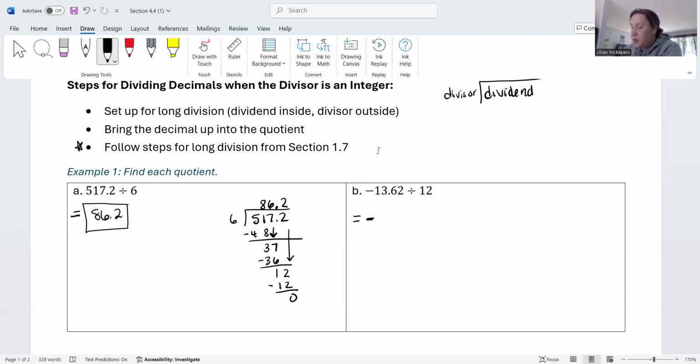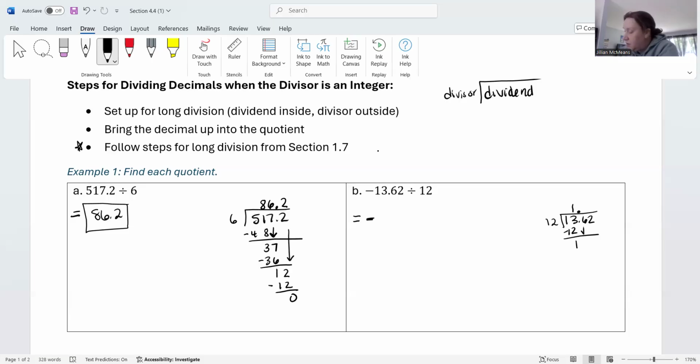And then off to the side, when I do my actual long division, I don't have to worry about the signs. So I've got 13.62 divided by 12. I want to make sure I bring my decimal up into my answer. And so let's start dividing. So I know 12 won't go into 1, but 12 will go into 13. 12 goes into 13 one time. 12 times 1 is 12. So I subtract 12, and 13 minus 12 is 1.